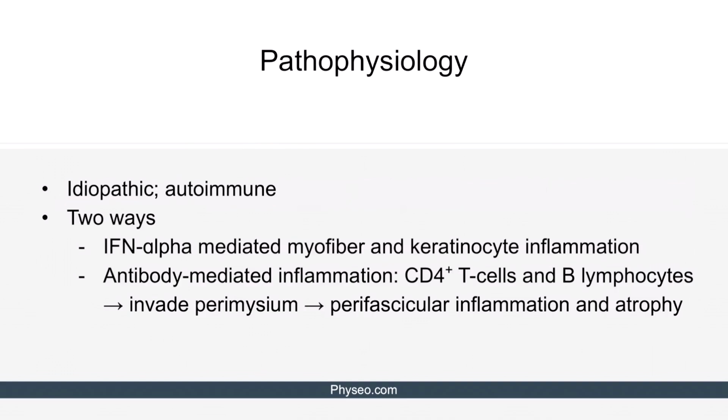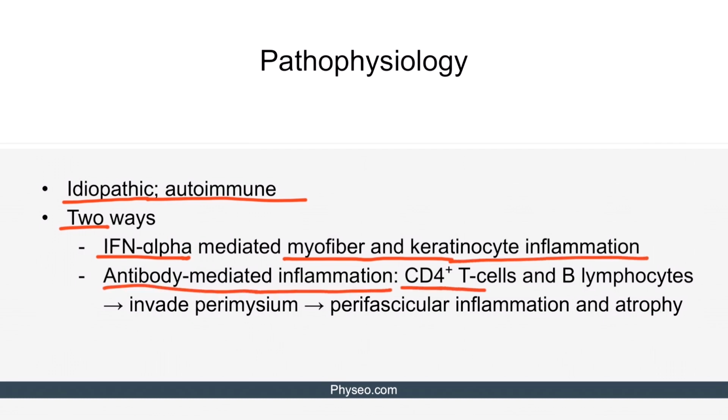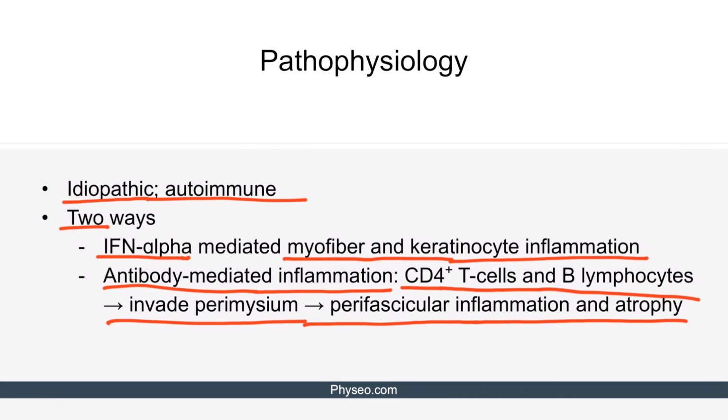Similar to polymyositis, it's an idiopathic inflammatory myopathy that's thought to be autoimmune in origin. And there's actually 2 mechanisms that have been proposed. The first is the role of interferon alpha, a pro-inflammatory cytokine, in myofiber and keratinocyte inflammation. The second is the antibody-mediated inflammation involving CD4 positive T cells and B lymphocytes invading the perimysium and leading to perifascicular and perimysial inflammation and eventually atrophy.